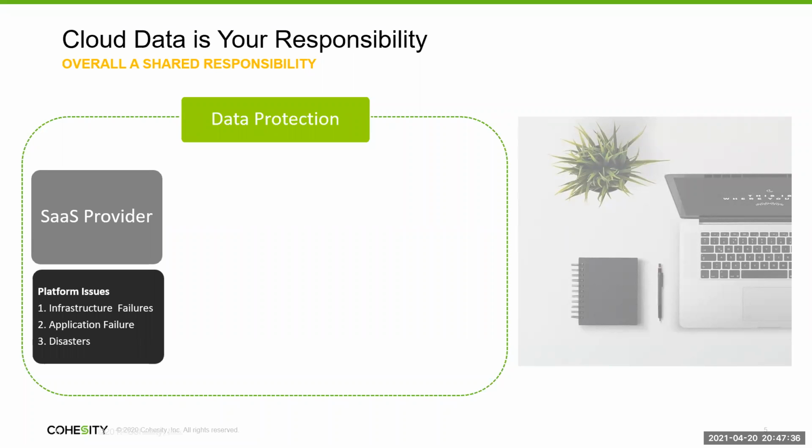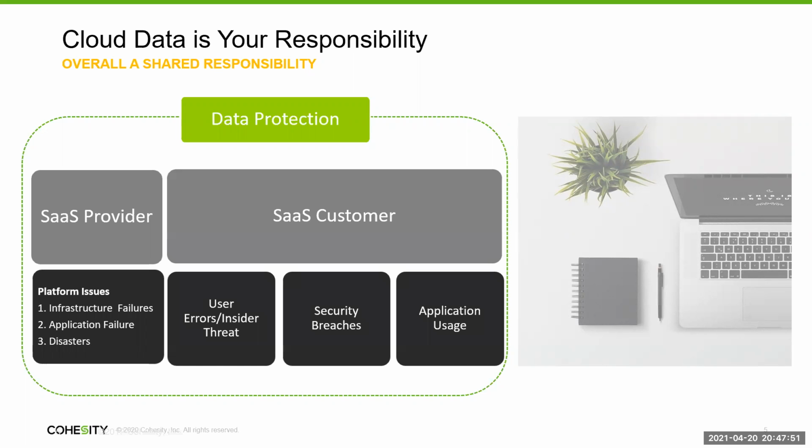As we just mentioned, SaaS providers like Microsoft protect against infrastructure failures, application failures, or disasters within their own infrastructure. But their objective is primarily service availability. Any data loss due to application usage or misuse, or from a security breach, or the even more likely scenario of an end user failure, customers are still responsible for the data in that situation.